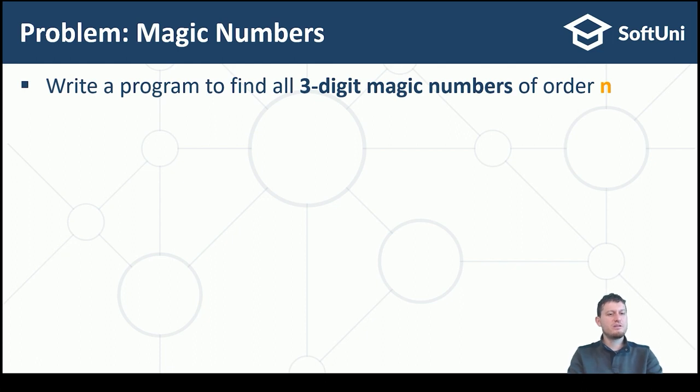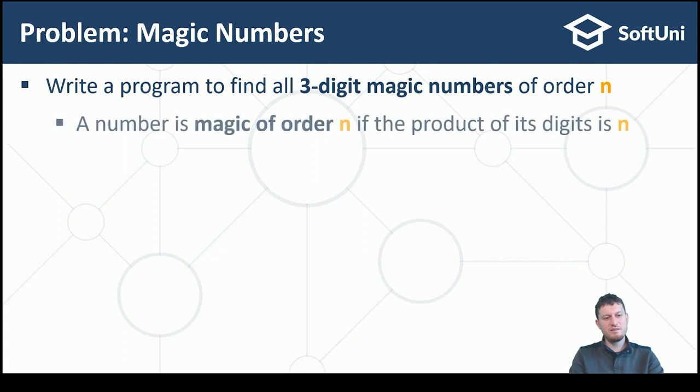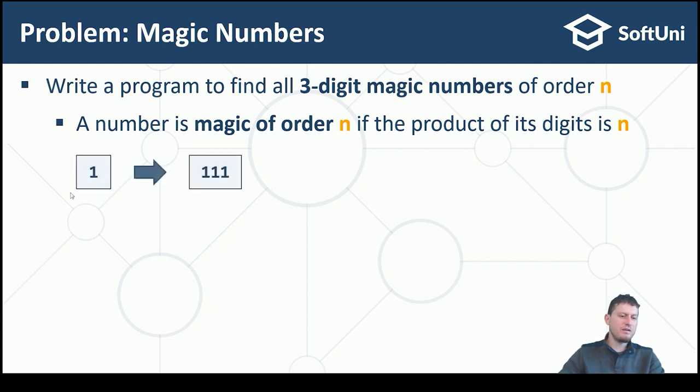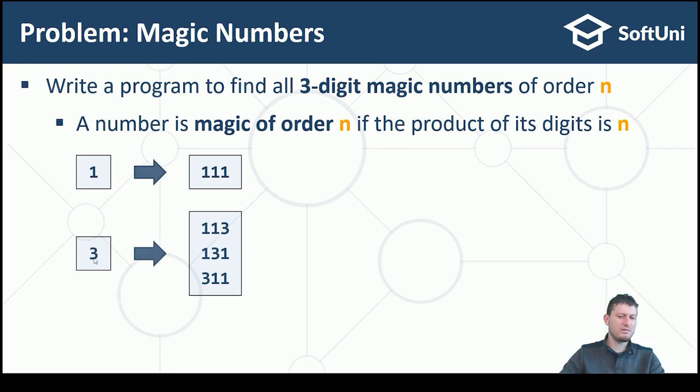It's about finding all 3-digit magic numbers of order n, and by definition a number is called magic of order n if the product of its digits is n. For example, if we have 1, the output should be this. If we have 3, the output should be this.